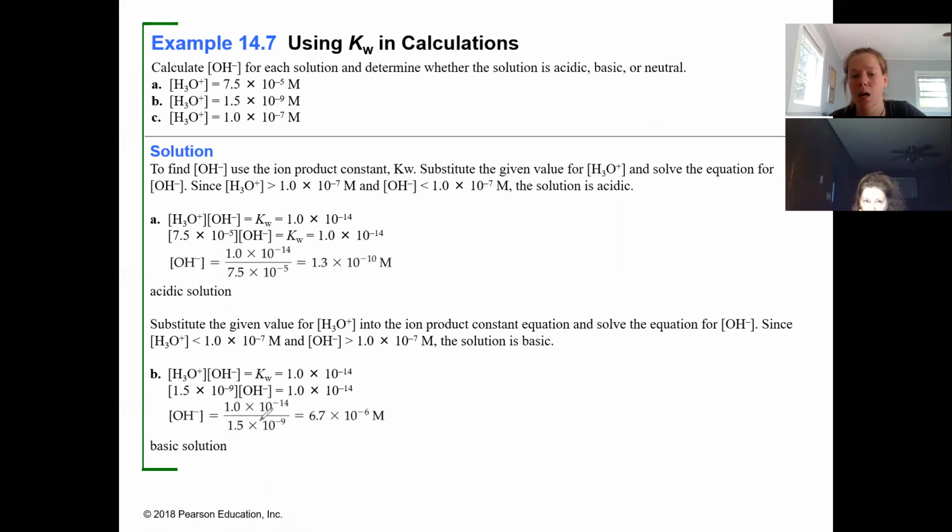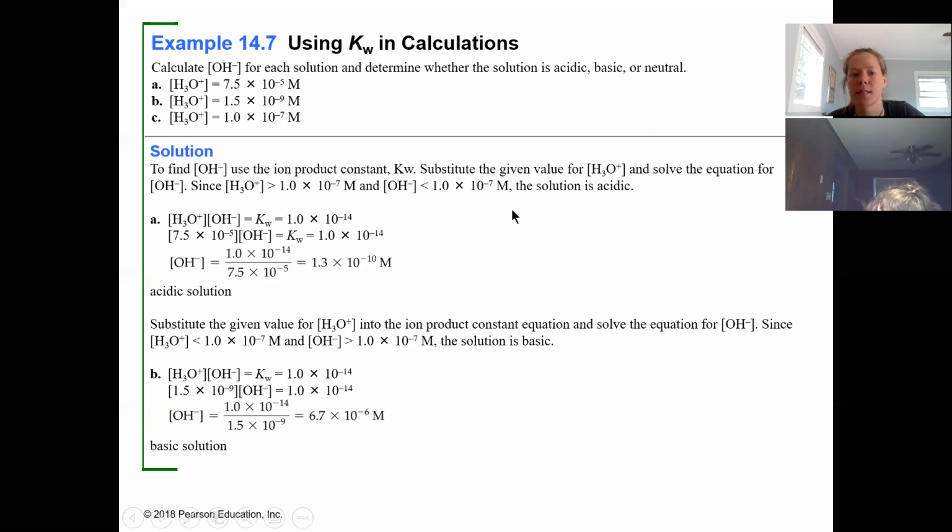Which number is bigger? The basic component is bigger, so the solution will then be basic, because you have to think about the acid and the base as sort of neutralizing each other. So if there's more base, there's not enough acid here to neutralize all that base, and we end up with a basic solution.